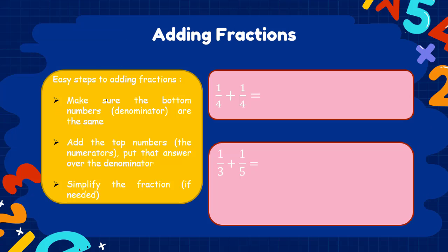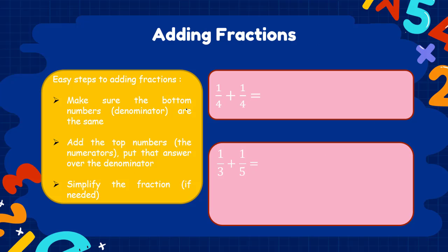So we'll start with adding fractions. These are all the easy steps to adding fractions. First, you have to make sure that the bottom numbers, the denominators, are the same. After that, you can add the top numbers, which are the numerators, and you can simplify the fraction. Okay, to give you an idea, let's do an exercise.